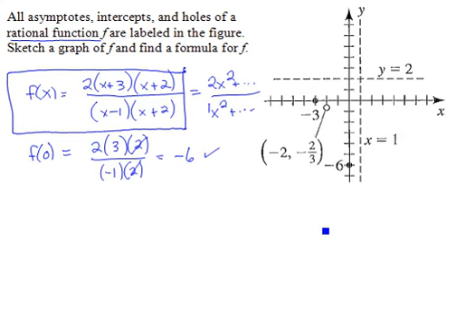We are supposed to also sketch the graph of f, and we can do that by recognizing that as x goes to minus infinity, it must approach this horizontal asymptote. It'll pass through the x-intercept, pass through the hole in the function, pass through the y-intercept, and approach the vertical asymptote at x equal 1.